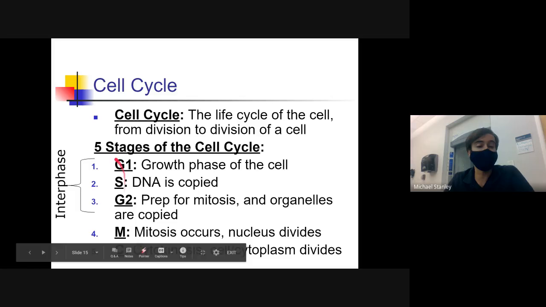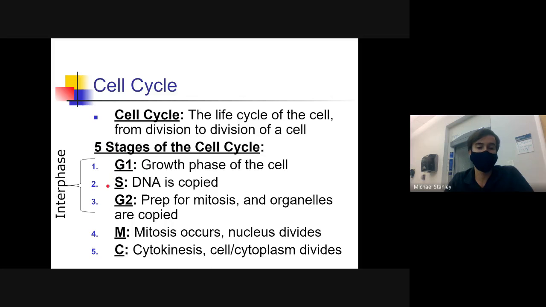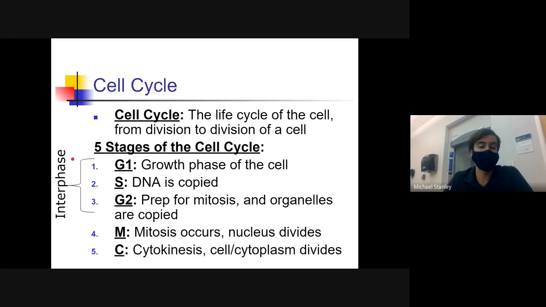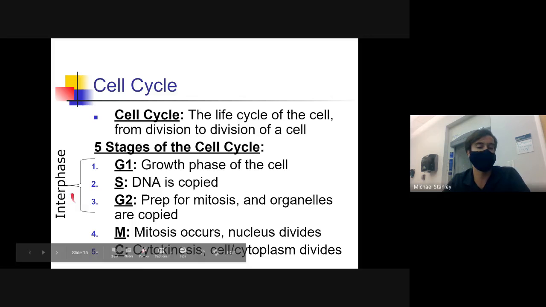So these first 3 stages, the G1, S, and G2, are known as interphase. That's because, besides S phase when we're copying the DNA, this is all just an in-between phase between one round of division and another. Because it's the in-between phase, scientists called it interphase.